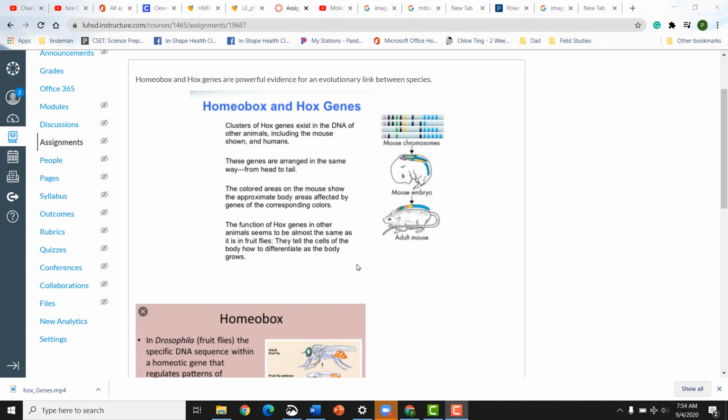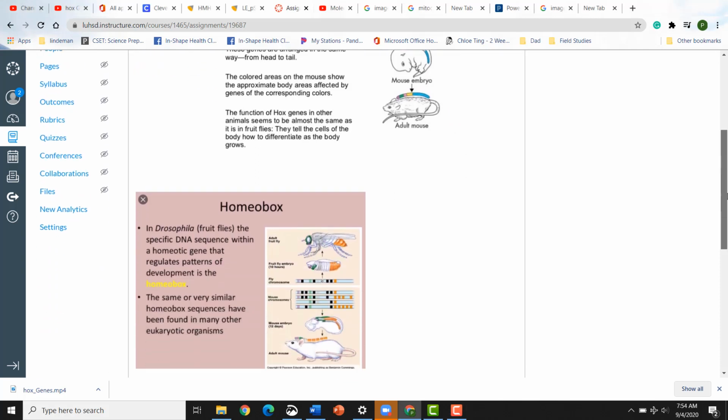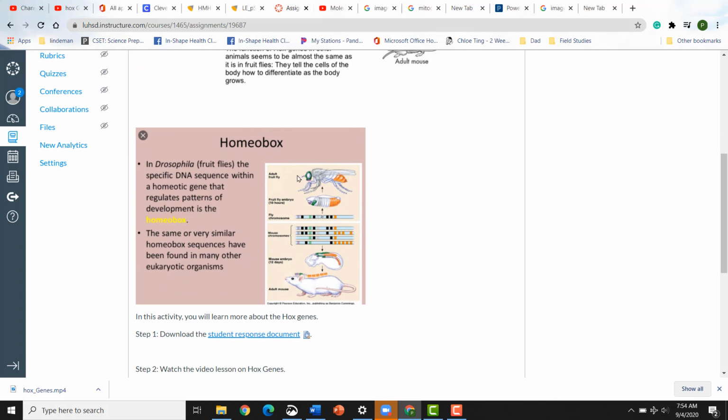The function of the Hox genes in other animals seems to be almost the same as in fruit flies. They tell the cells of the body how to differentiate as they grow. So these genes are sort of like clusters of genes that tell your cells how to grow, and they're clustered from head to tail.